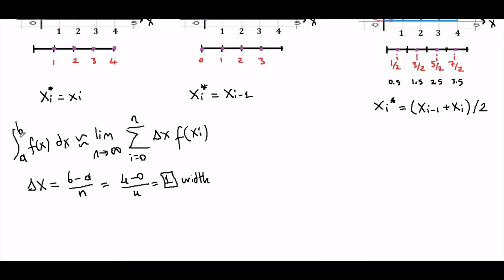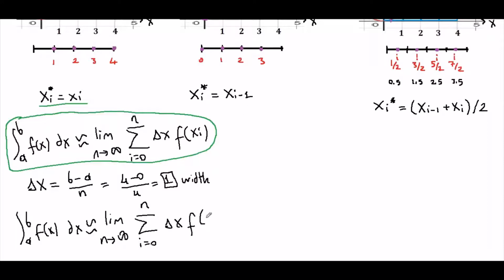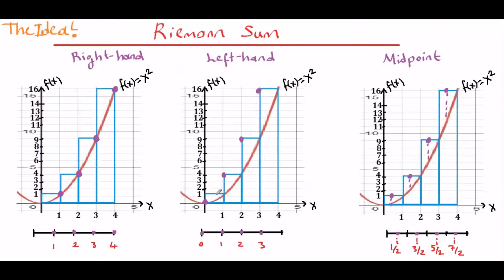So in the right hand rule, we use this formula because our x i's are the right endpoints. In the left hand formula, our integral from a to b, f of x dx, is approximately limit as n is approaching infinity, summation i from 0 to n, delta x times f of x i minus 1, because we would like to pick up the leftmost point of each of the rectangles.